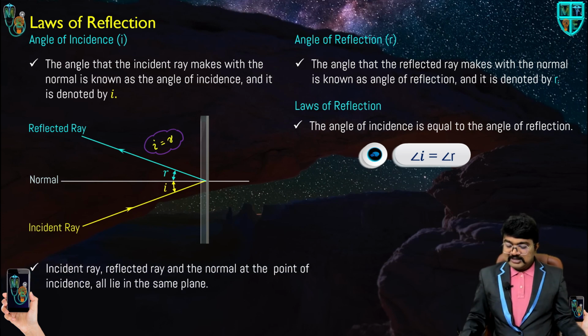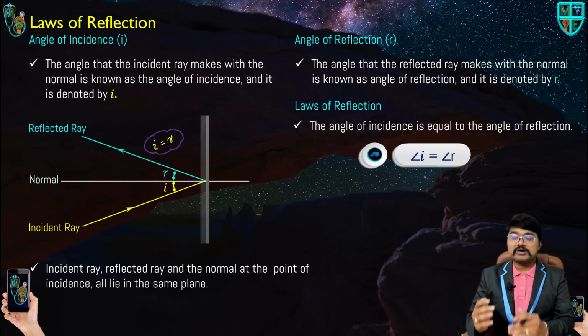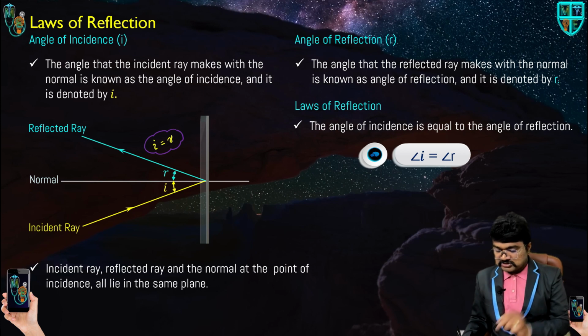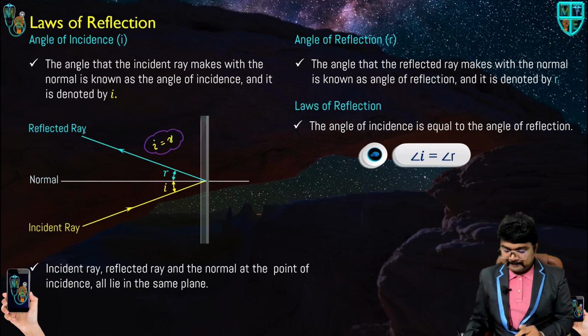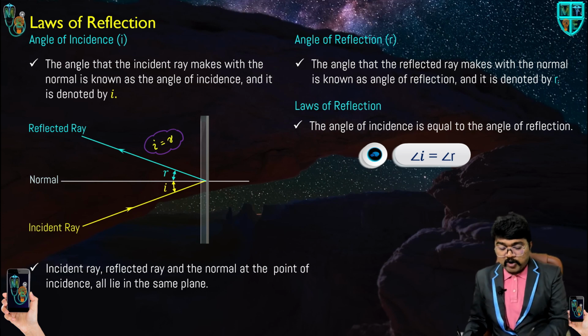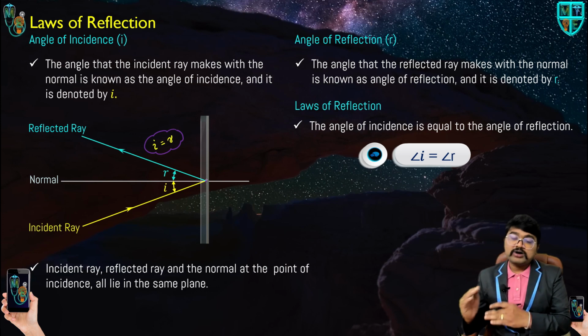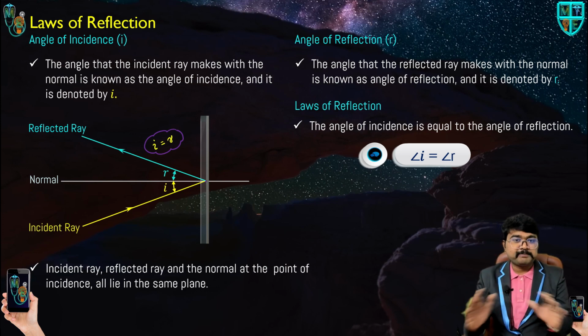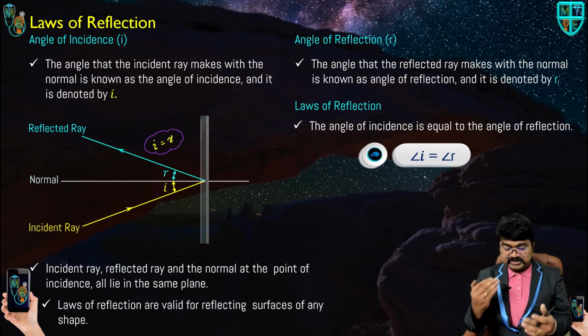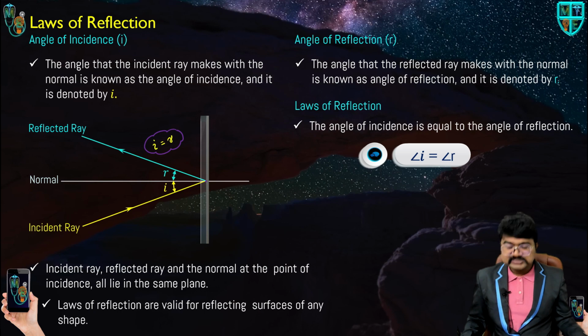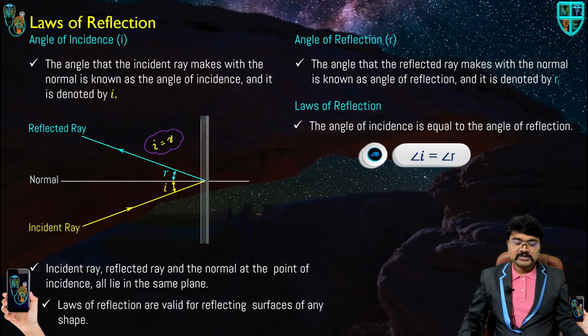Now, the incident ray, the reflected ray and the normal at the point of incidence all lie in the same plane. This is one of the laws of reflection. The laws of reflection are valid for reflecting surfaces of any shape. So these three are the laws of reflection.